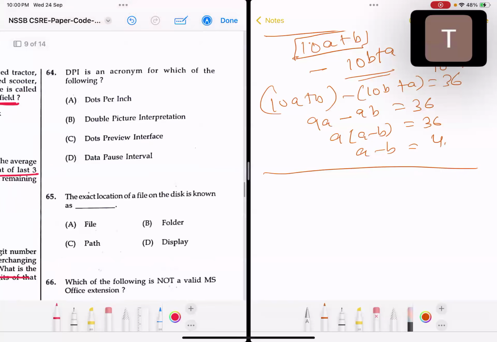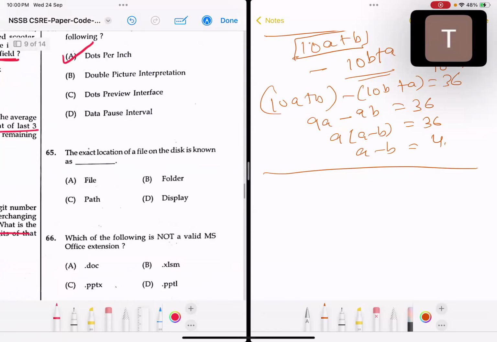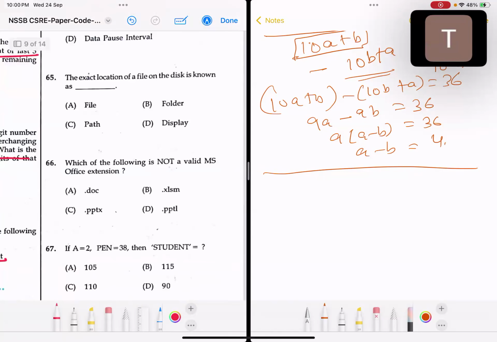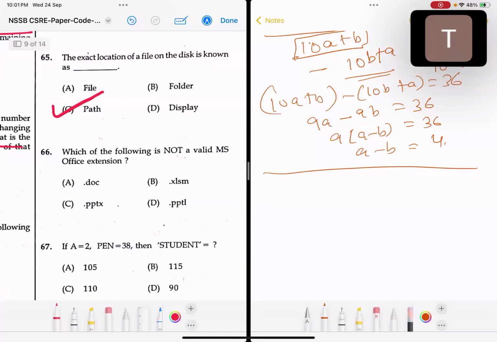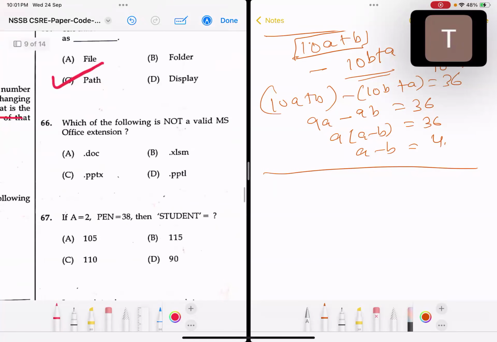Question number 64. DPI is an acronym for which of the following? So we have already discussed it earlier. So it means dots per inch, right? The exact location of a file on a disk is known as the. So in order to find a specific file on a disk, that is known as the path, okay? So the meaning is almost the same, in the literal meaning itself as well as in the jargon of computer language.